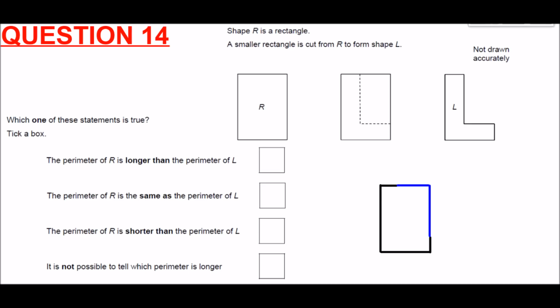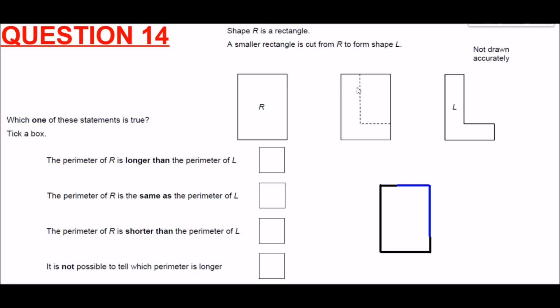Question 14. Which one of these statements is true? Tick a box. So we're talking about a rectangle, R. A smaller rectangle's cut from R to form shape L. So we cut around R and make L. Which one of the statements is true? And we're asked to tick a box. So what you can imagine, because we're talking about perimeter for these ones. Perimeter just means the outside lengths.